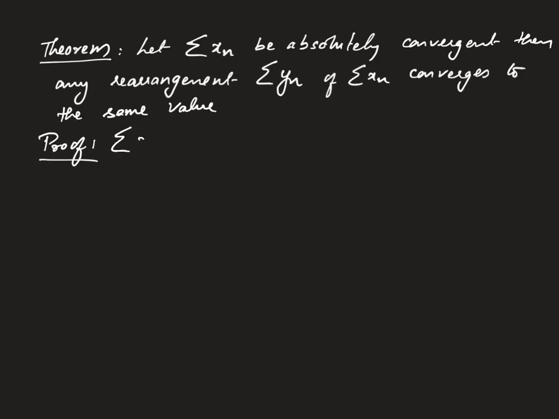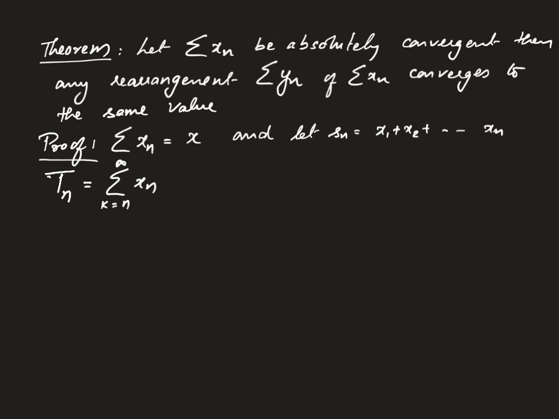So let the value of the summation of Xn be x, and let Sn be x1 plus x2 plus etc. up to xn. So we know series Xn converges. Because series Xn converges, Sn also converges. And since series Xn converges, it means that this series, the sum of xk for k going from n to infinity, also converges. Let us give a name for this special series. We will call it capital Tn, to stand for the tail of the series. So that's why it's the nth tail.